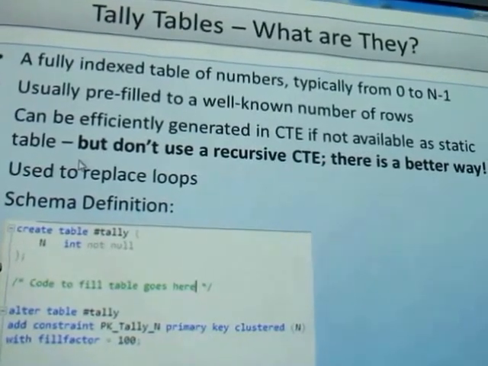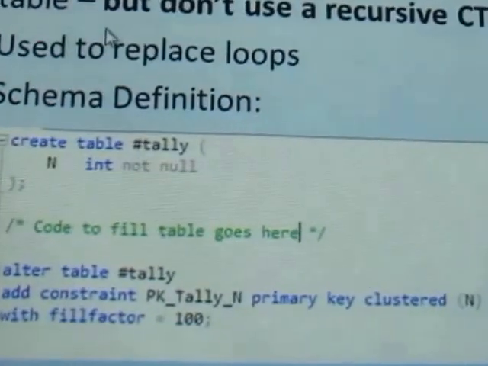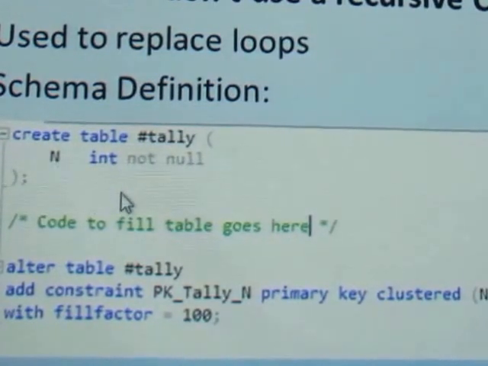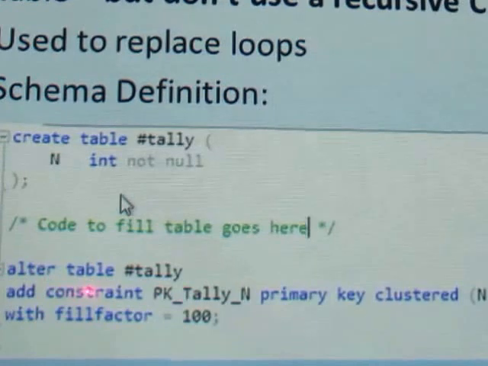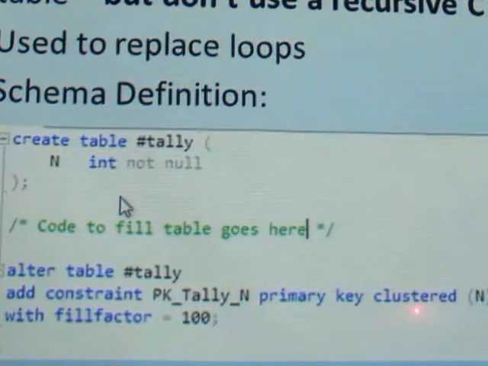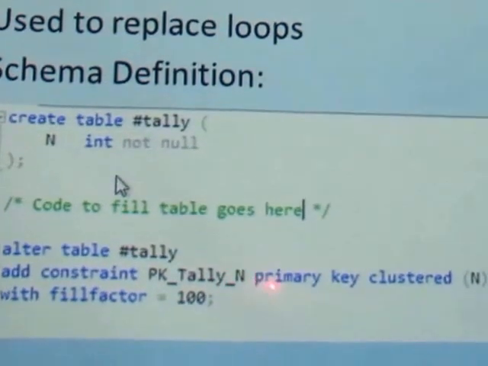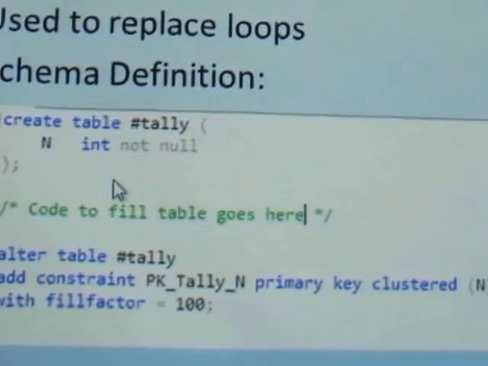And here would be the schema definition for a typical tally table. I've created this one as a temporary table, so we're just calling it n, and again, I've got this type int, it's not null, and then we alter the table after we've filled it to add a primary key clustered index with a fill factor of 100. We're not going to do any inserts or deletes on this table, so we want it to be as compact on disk as possible so that we can get the best performance.